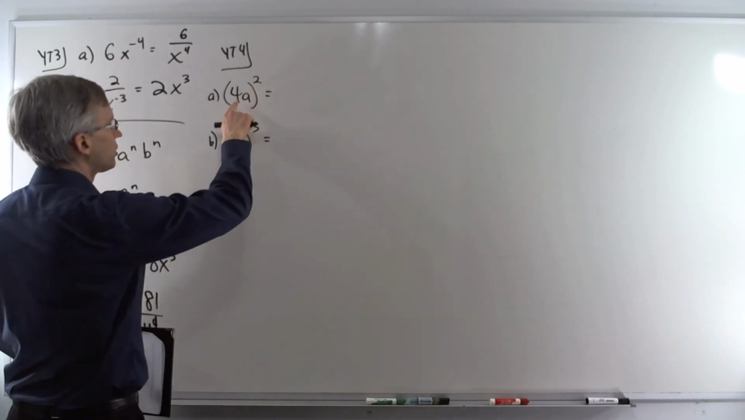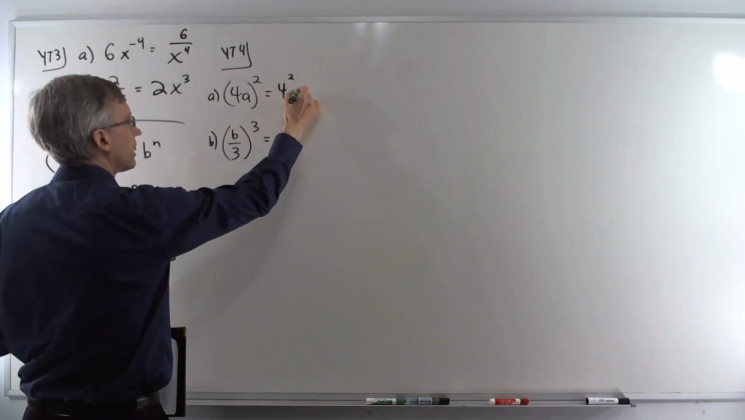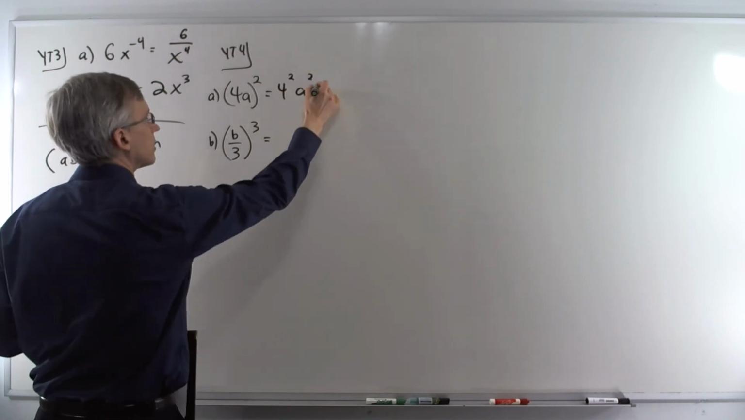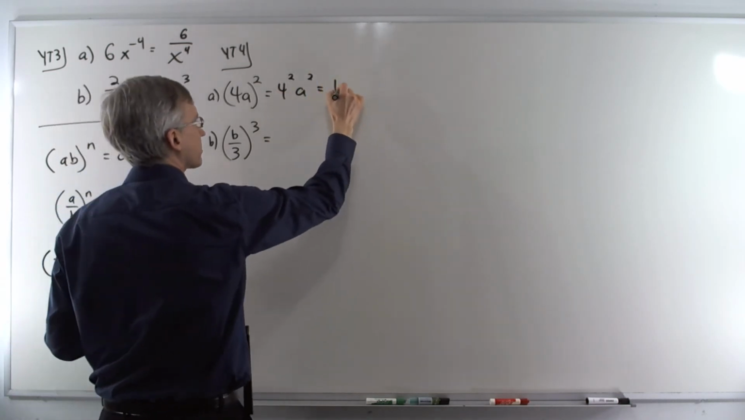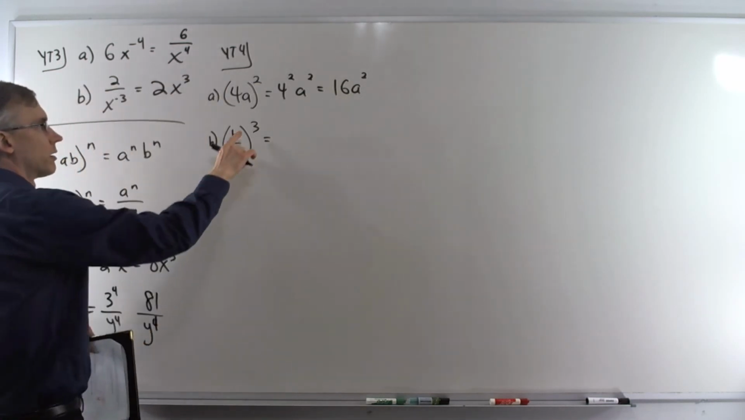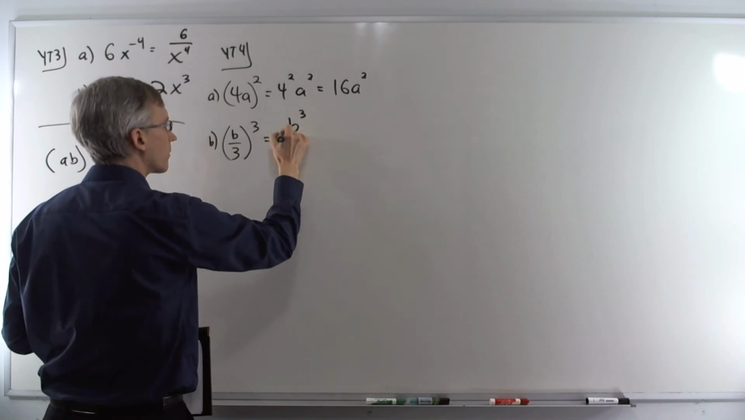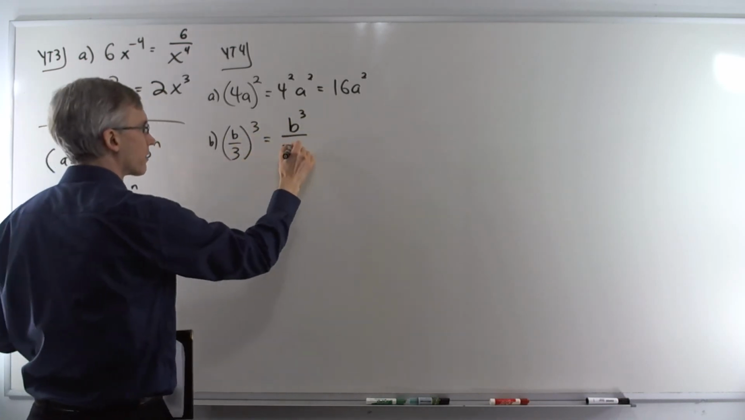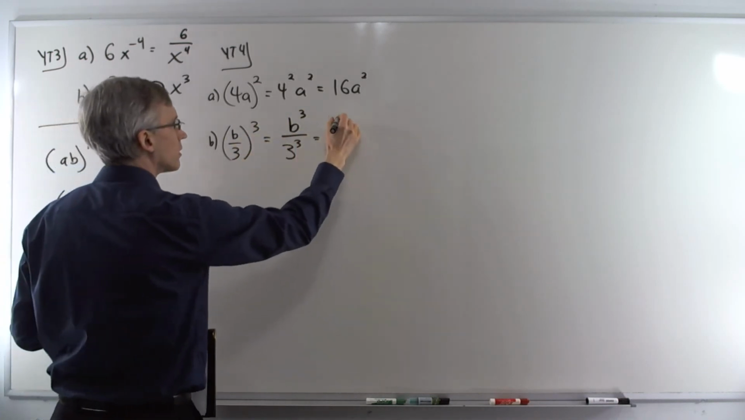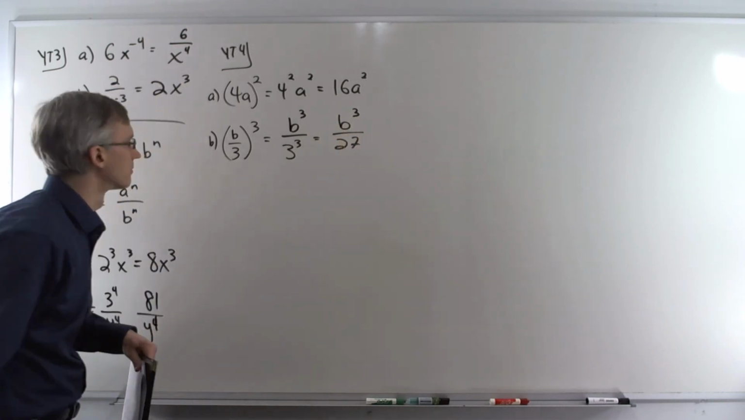So we're going to apply the 2 to the 4 first, 4 squared, and then to the a squared. 4 squared is 16, so we got 16a squared. Apply the 3 to the numerator, that's b to the 3rd. Apply it to the denominator, we get 3 to the 3rd. So that gives us b to the 3rd over 27.